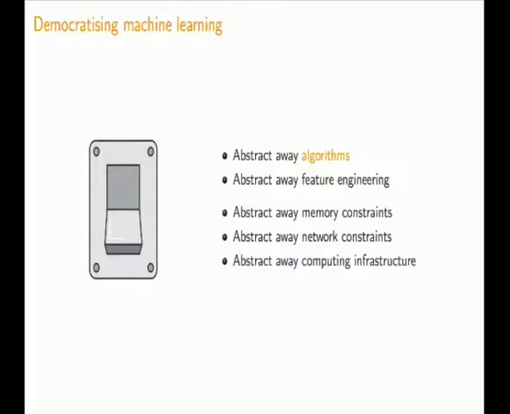And then there are a number of challenges on the engineering part. When you think about building new applications, you want people not to have to worry about, for example, memory constraints or network constraints or computing infrastructure. You want all those things to automatically scale up or down depending on the need and find the optimal configuration. So today I will not have the time to talk about all those aspects. I really would like to focus on the algorithmic part.